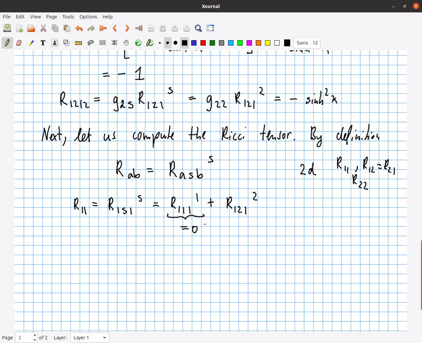Which means we have found that our R11 component is the same as the Riemann tensor component up here that we computed. Therefore, R11 is minus 1. Let us next compute R22, because R22 is ever so slightly trickier.